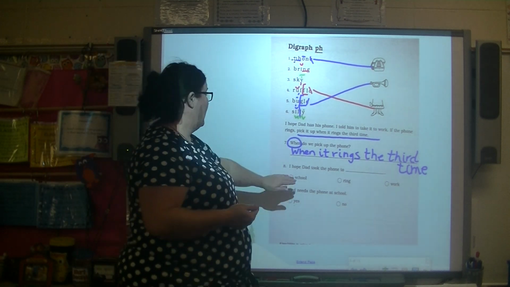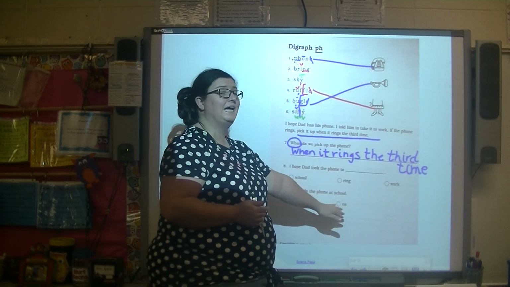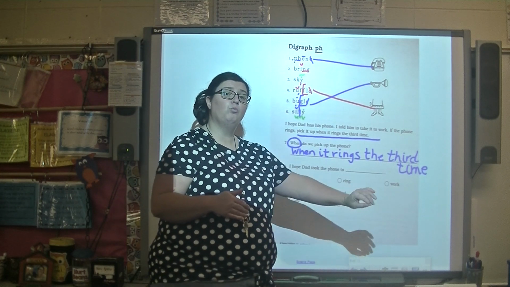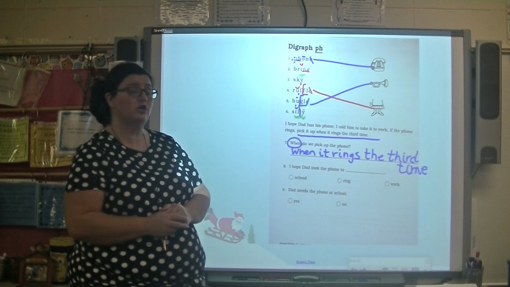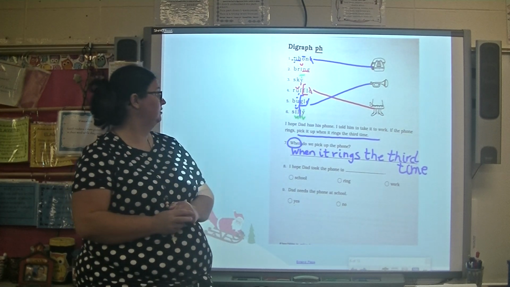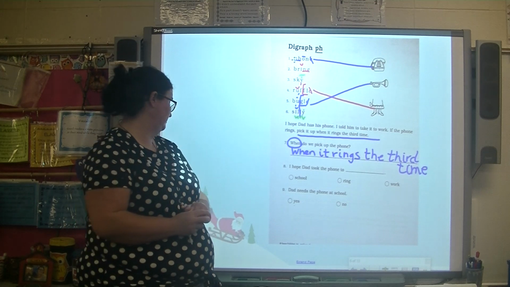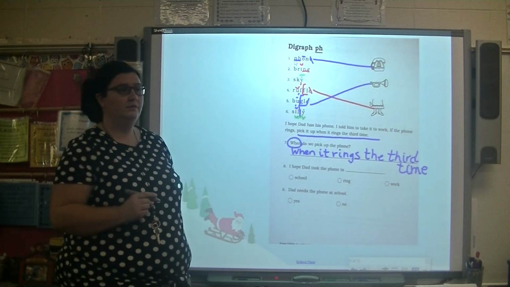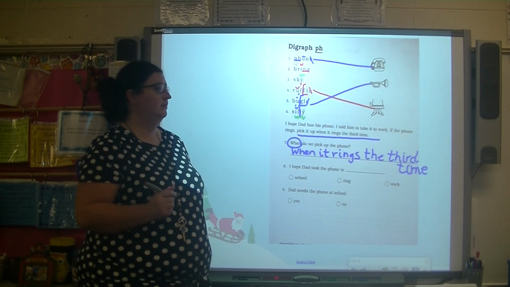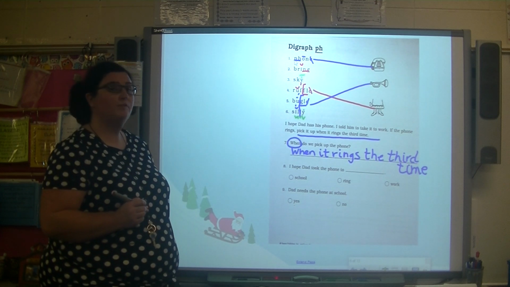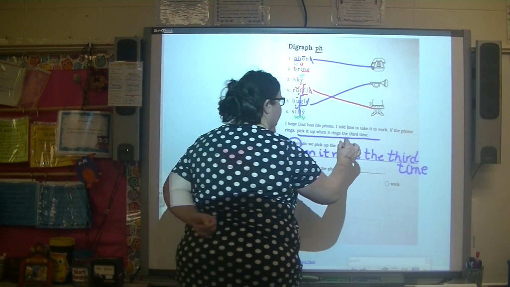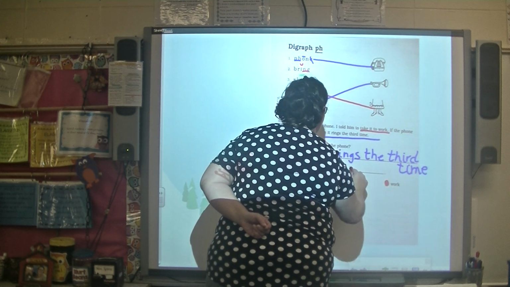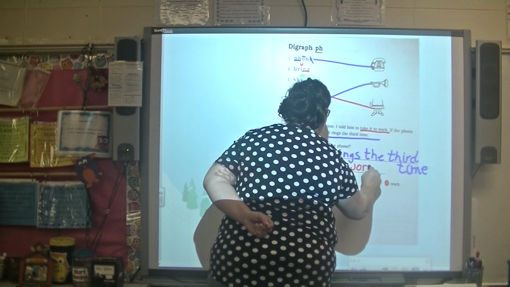Number 8. I hope Dad took the phone to blank. Our choices are school, work. Underline where you found your answer. Where do we want Dad to take it? Take it to work. Remember, I want you to fill it in on the blanks so you get used to filling in those blanks.